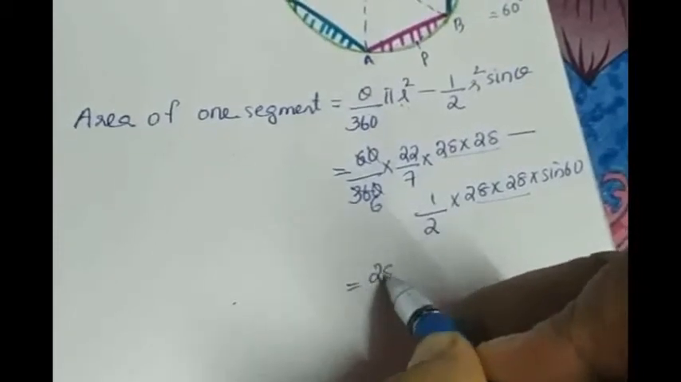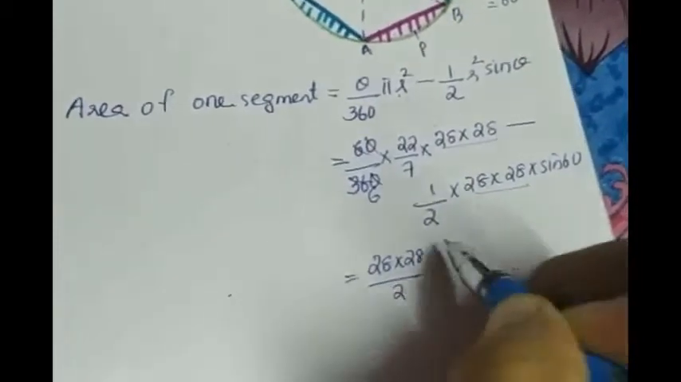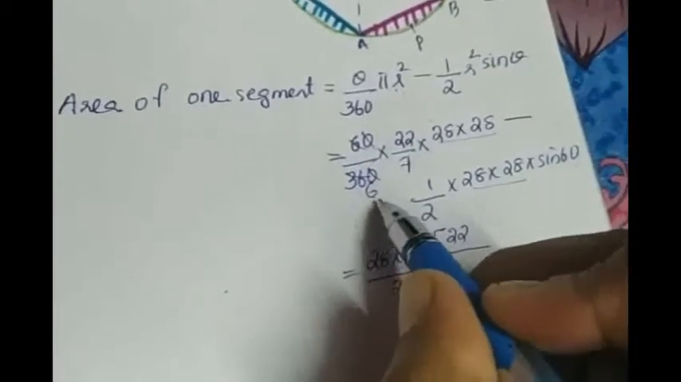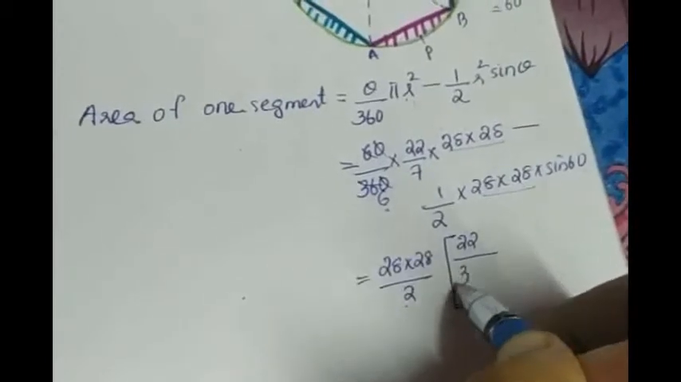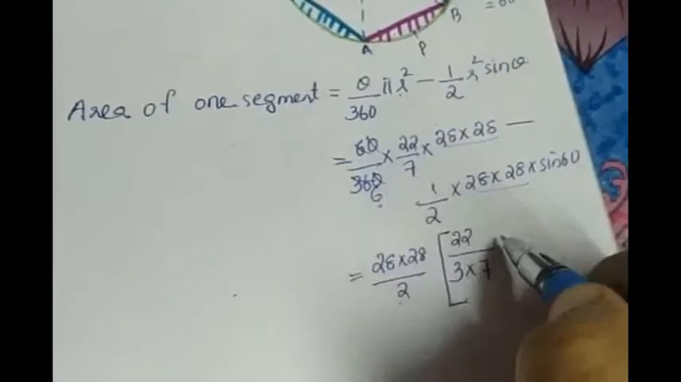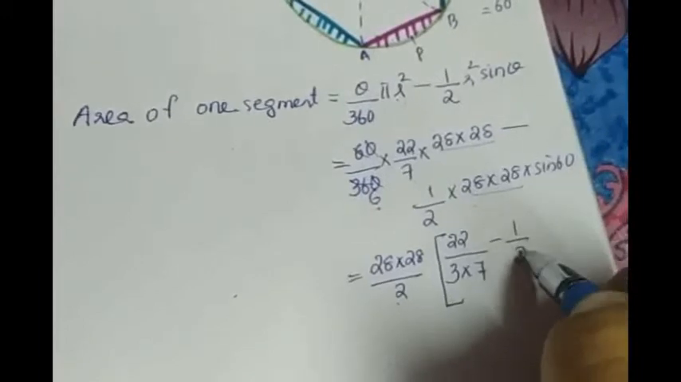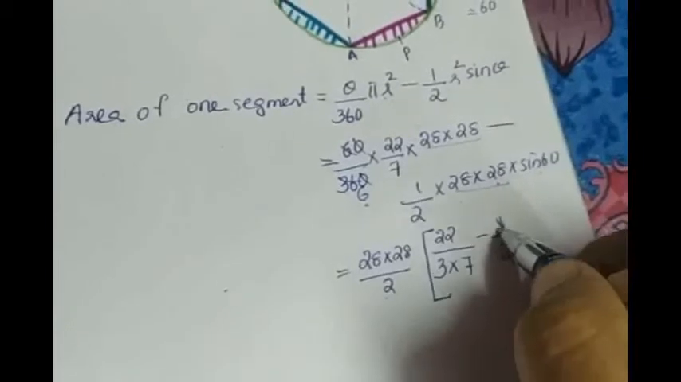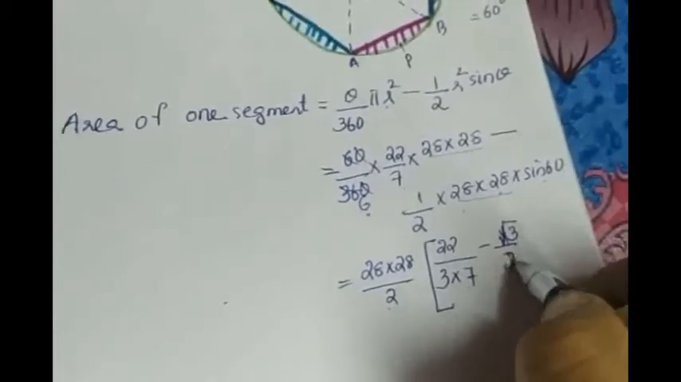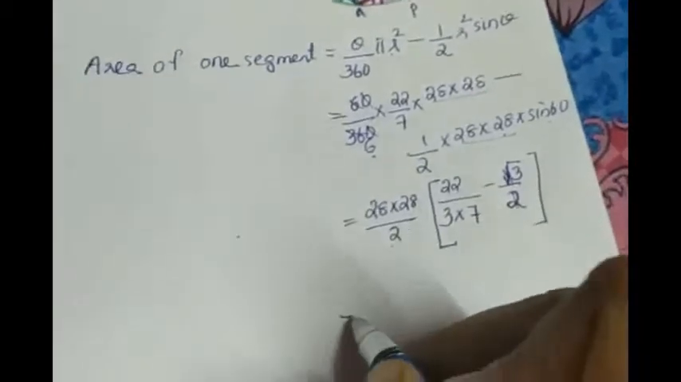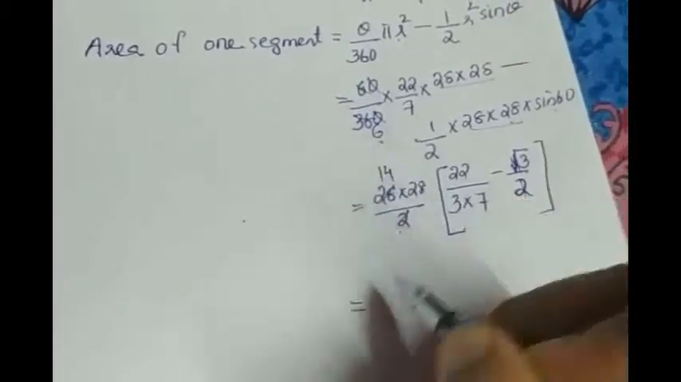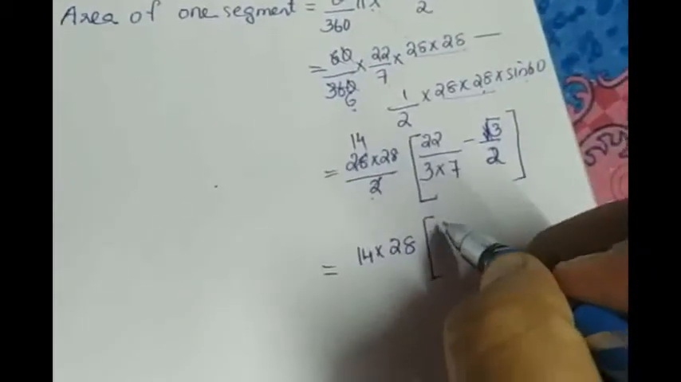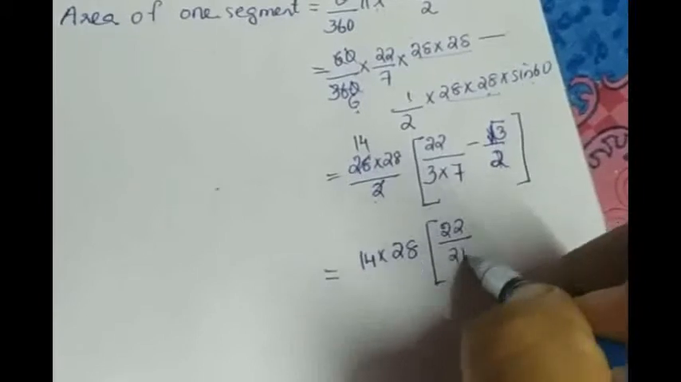So 28 into 28 by 2, I am taking it outside. The balance here is 22 divided by, from 6 I took 2 outside, so the balance is 3 into 7. Okay, minus half into, half came outside, so 28 into 28 also came outside, sine 60. What is sine 60? Sine 60 is root 3 by 2. So that is equal to, this 28 can be cancelled. So outside the value is 14 into 28, into 22 divided by 21 minus root 3.